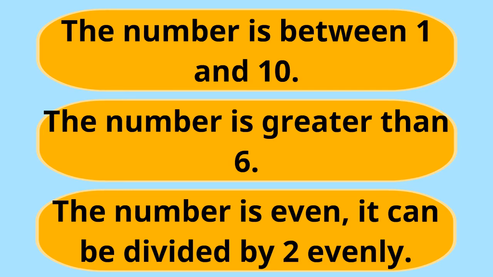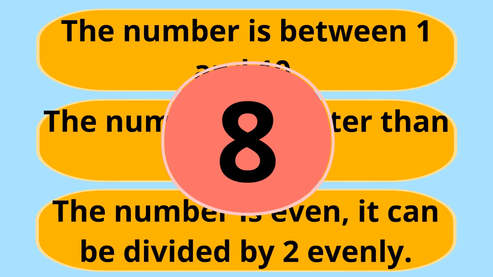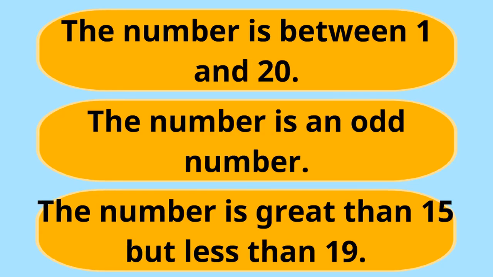So use all 3 clues and see if you can figure out what number I'm thinking of. Have you got one in your head? Well, the answer is 8. That one was quite easy, so let's try a little bit more difficult one. First clue. The number is between 1 and 20. Second clue. The number is an odd number. Final clue. The number is greater than 15, but less than 19.